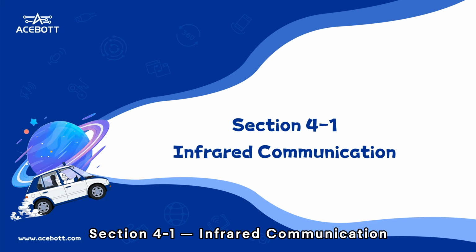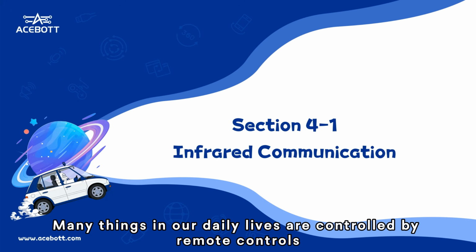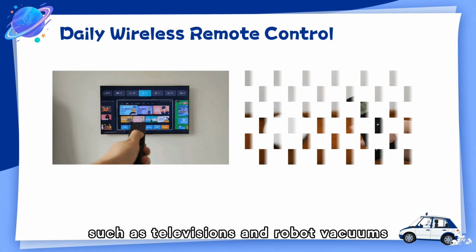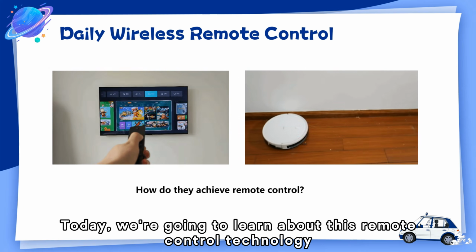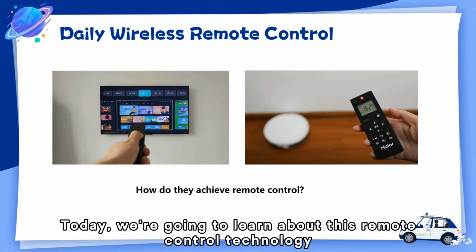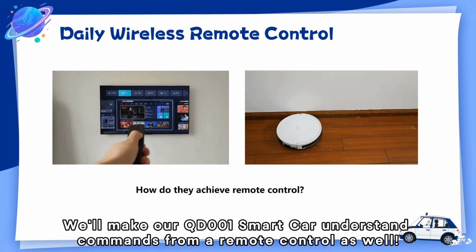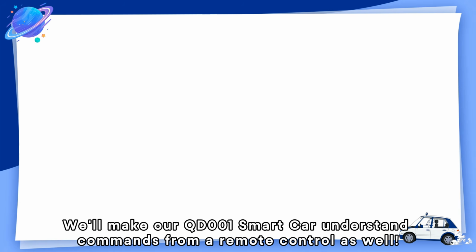Section 4-1, Infrared Communication. Many things in our daily lives are controlled by remote controls, such as televisions and robot vacuums. So how does a remote control actually work? Today, we're going to learn about this remote control technology, infrared communication. We'll make our QD001 Smart Car understand commands from a remote control as well.